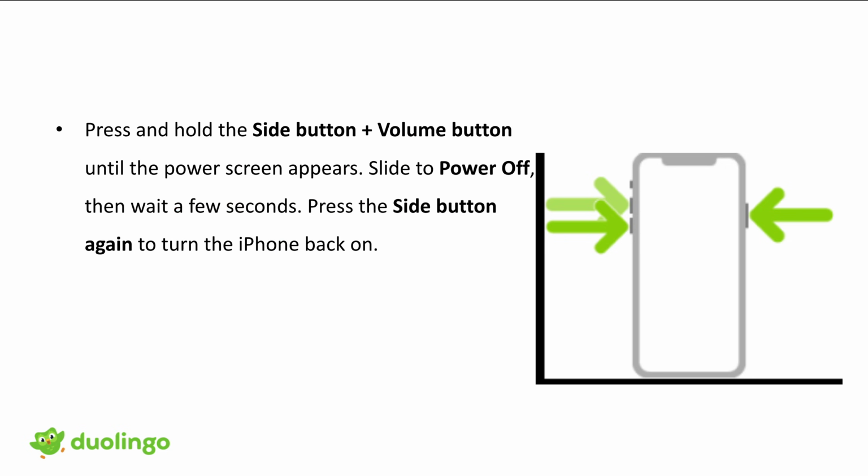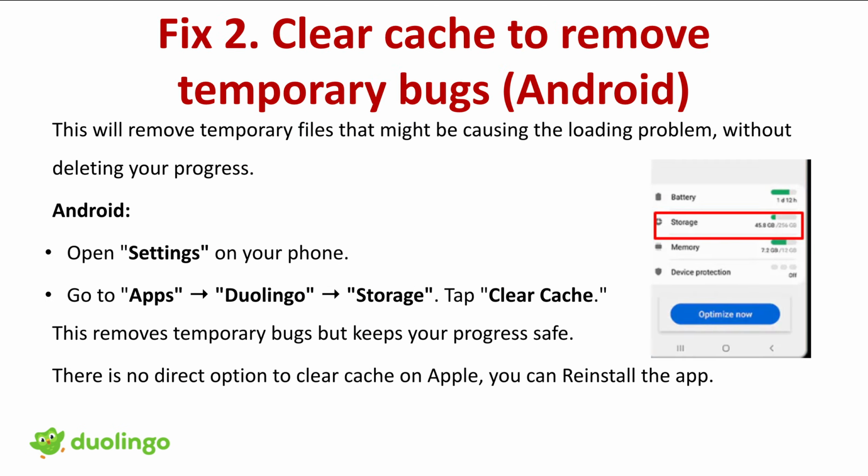Press and hold the side button plus volume button until the power screen appears. Slide to power off. Then wait a few seconds, press the side button again to turn the iPhone back on. Fix 2 is clear cache to remove temporary bugs.